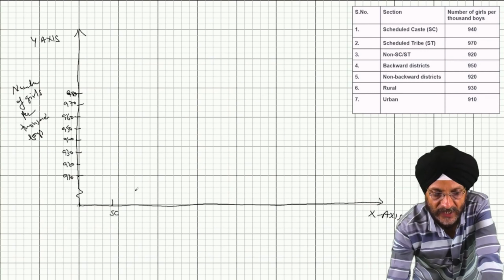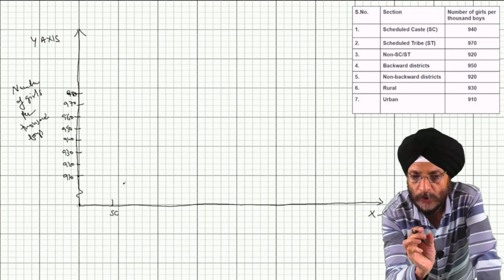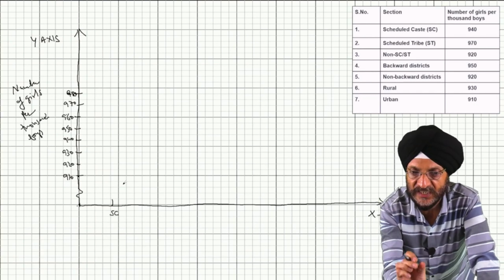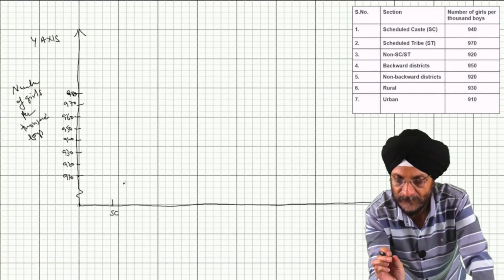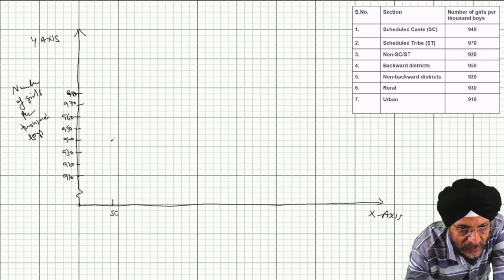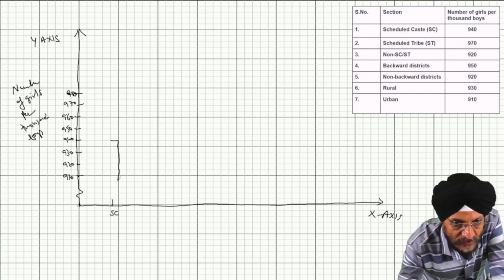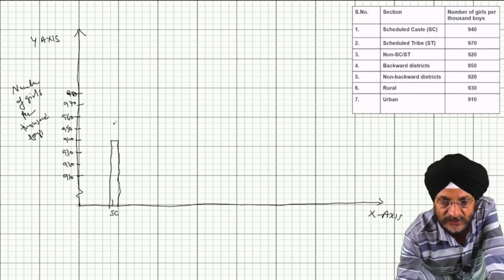It is to be noted that when we are to draw bars, the same should be of equal width in each case, whether it is SC or ST. So now first we will take SC. We are drawing the bar in respect of SC. This is 940.